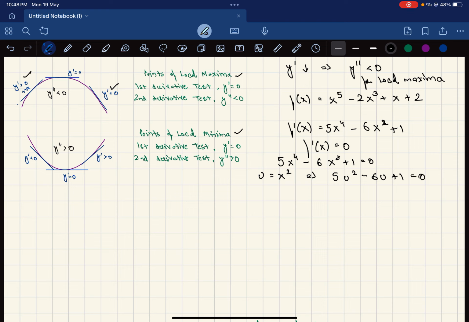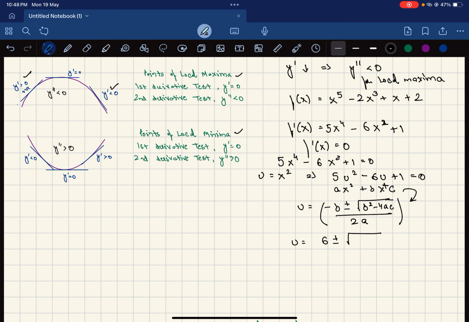This is a quadratic equation of the form ax^2 plus bx plus c. Therefore, to solve this, we need to use the quadratic formula. We get u equal to minus b plus or minus the square root of b^2 minus 4ac, upon 2a. This is the quadratic formula to get the roots of an equation of the form ax^2 plus bx plus c.